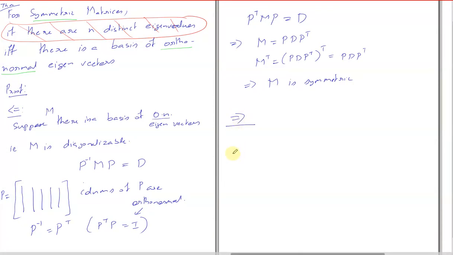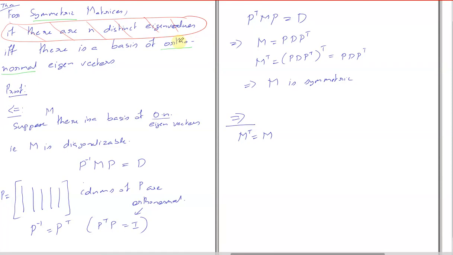That is, you are given a symmetric matrix. Can we find a basis of orthonormal eigenvectors? So we are given that M transpose equals M, and we need to find a basis of orthonormal eigenvectors. Is the plan clear? What we need to do?